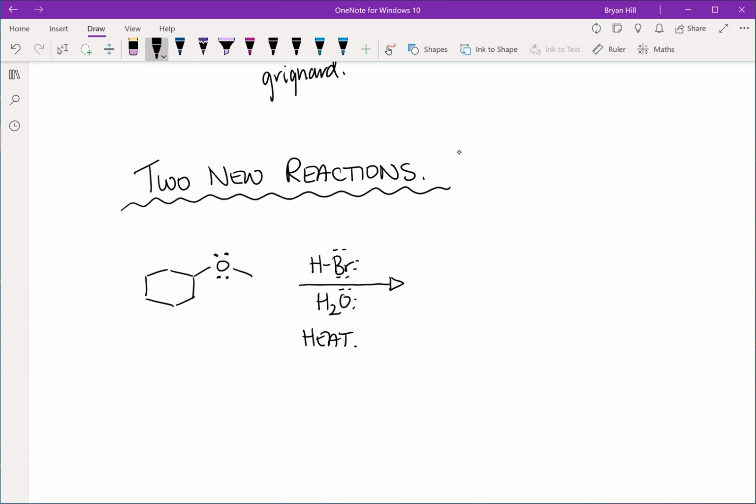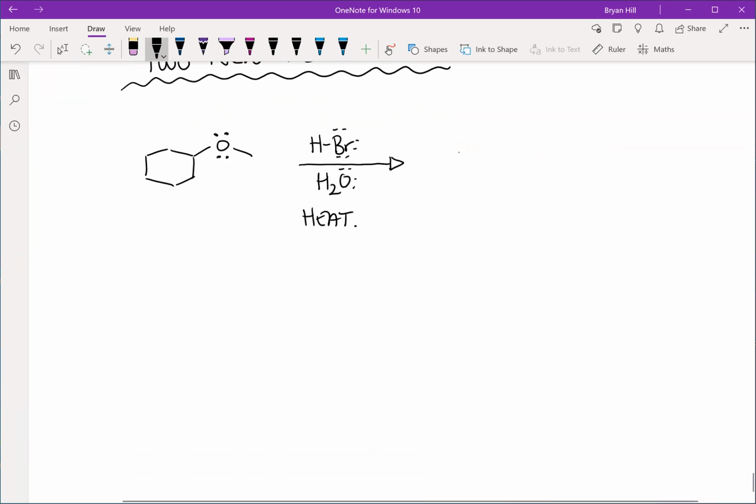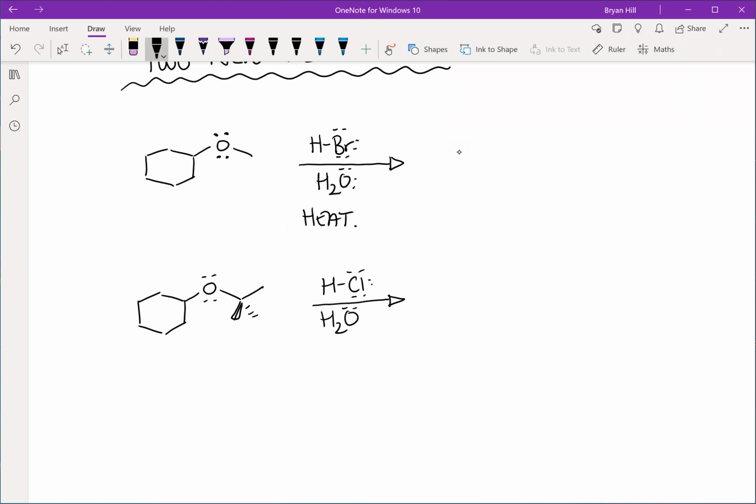What is going to happen next? So we can basically put this together, and let's do another one here. Something similar. Let's put this with HCl and water and heat this up.